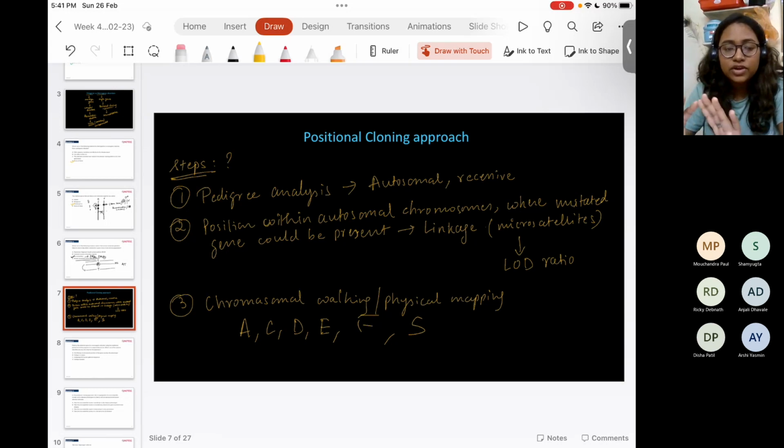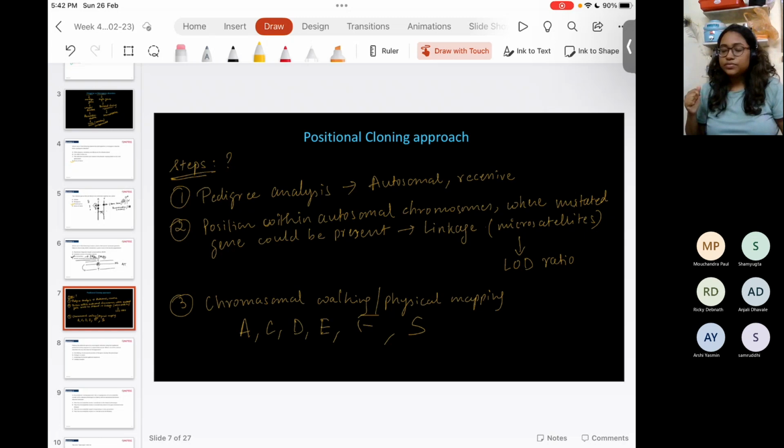And after you have identified the correct sequence of these macrosatellites, what will you do next? You will try to identify what genes might be present within the positions of these macrosatellite markers. For that, you will use expressed sequence tags, or ESTs, as they are called, and check their presence. So for physical mapping as well as the presence of the gene, you will have to do simple PCR. The PCR result will tell you the final outcome.